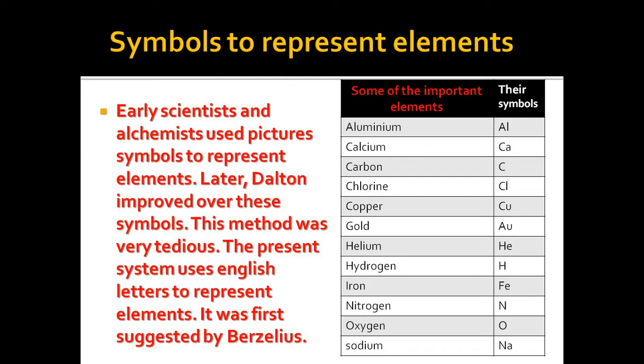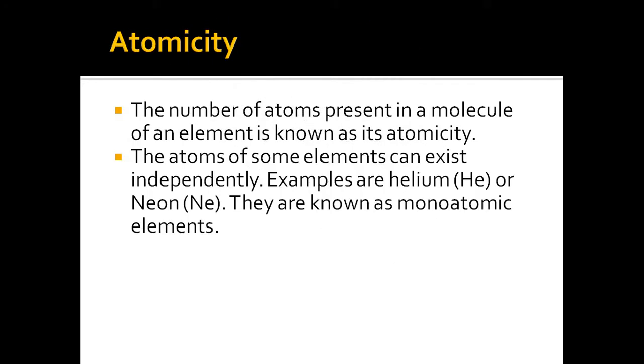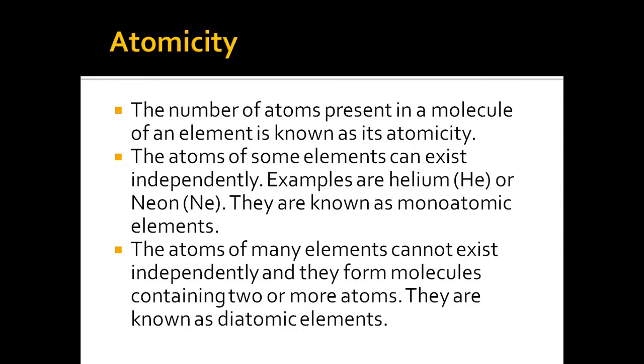Let us move to our next slide. Atomicity. The number of atoms present in a molecule of an element is known as its atomicity. The atoms of some elements can exist independently. Examples are helium or neon. They are known as monoatomic elements. The atoms of many elements cannot exist independently and they form molecules containing two or more atoms. They are known as diatomic elements.